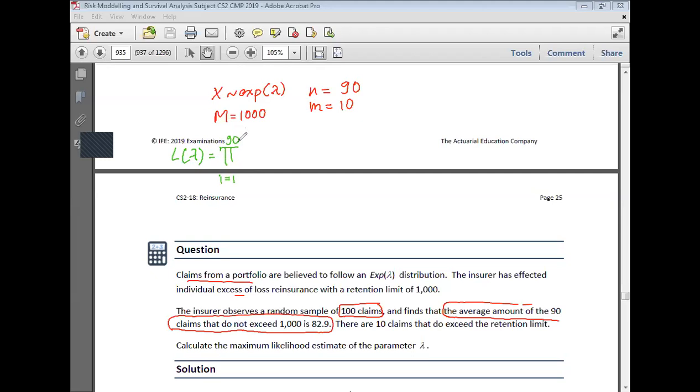Now, can you explain the meaning of that line again? I got it theoretically, but the meaning wasn't clear mathematically. The line that you have highlighted? The line that I have highlighted. Okay, so it is just saying the average amount of the 90 claims. These are the 90 claims where the reinsurer does not get involved, so they do not exceed 1000, and the mean is 82.9. So this is just some information that we may or may not use.